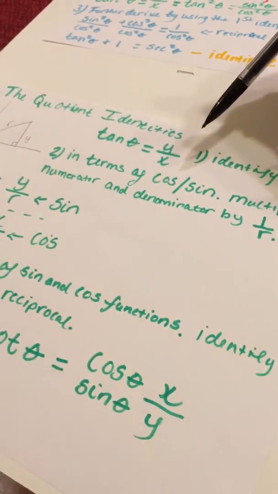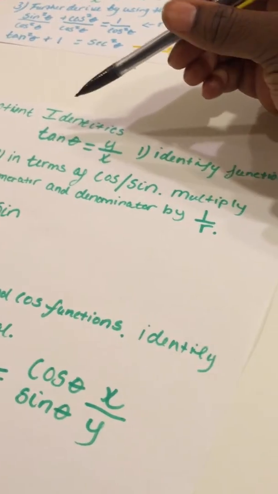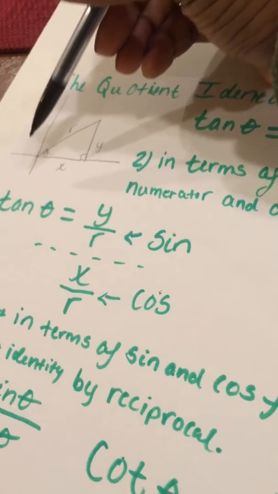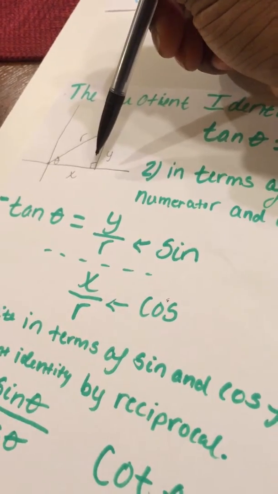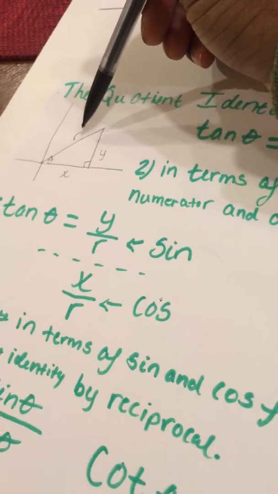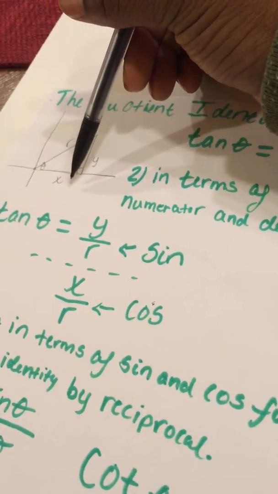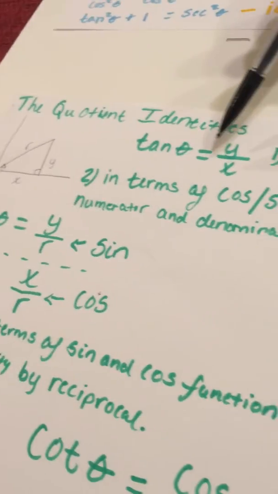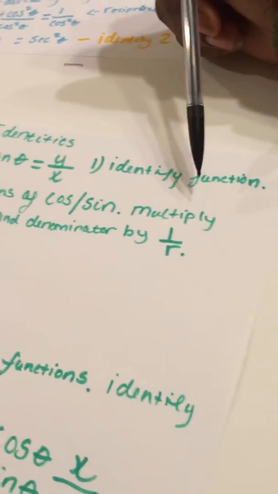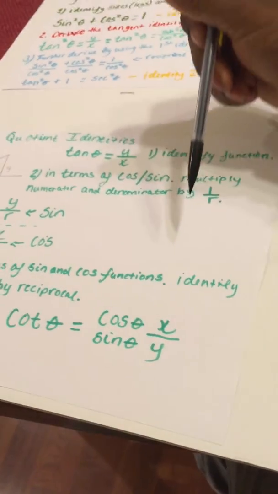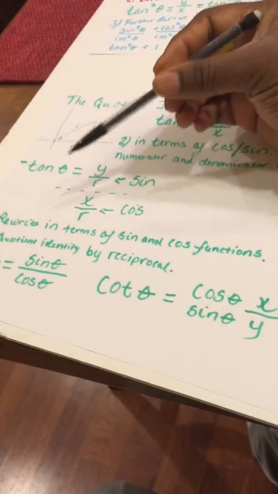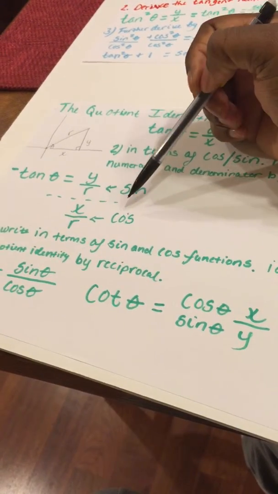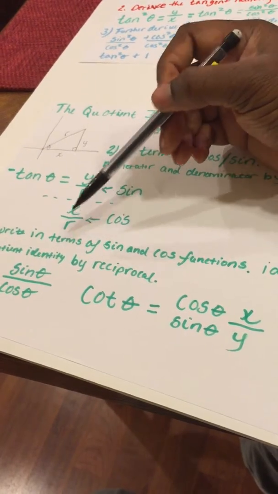The quotient identities. In reference to this right triangle where it's a 90-degree triangle, r is the hypotenuse, y is the opposite, x is the adjacent. Tangent of theta is y divided by x. In terms of sine and cosine, we must multiply the numerator and denominator by 1 over r. Tangent of theta is equal to y divided by r, which is sine, and x divided by r, which is cosine.